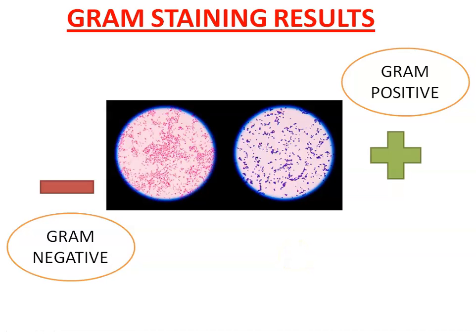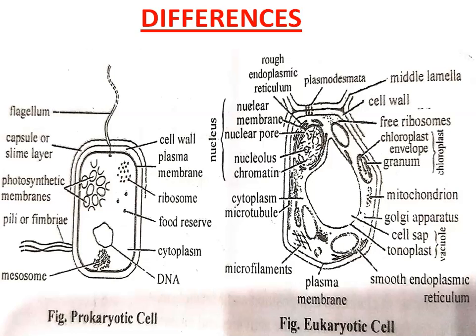It is a pretty simple technique which we commonly used in our labs. So I hope this much is clear. You know the basic features of a prokaryotic cell, you know what the gram staining technique is, and then once you know the prokaryotic features, you need to understand how it is different from a eukaryotic cell.